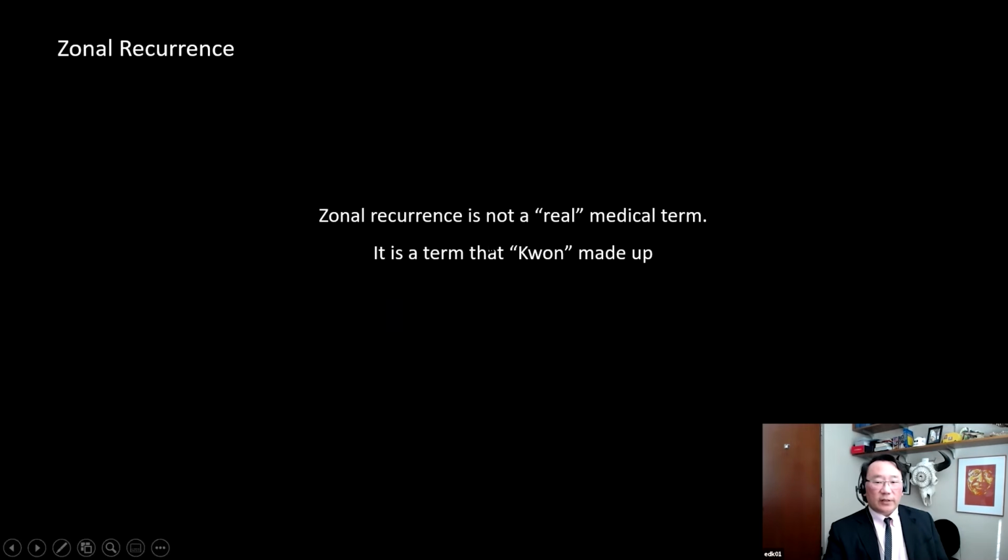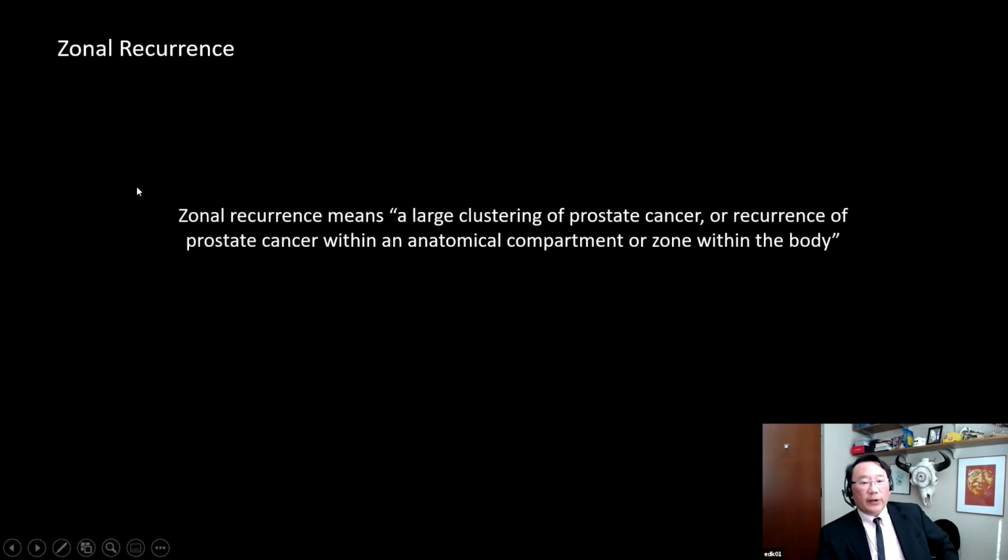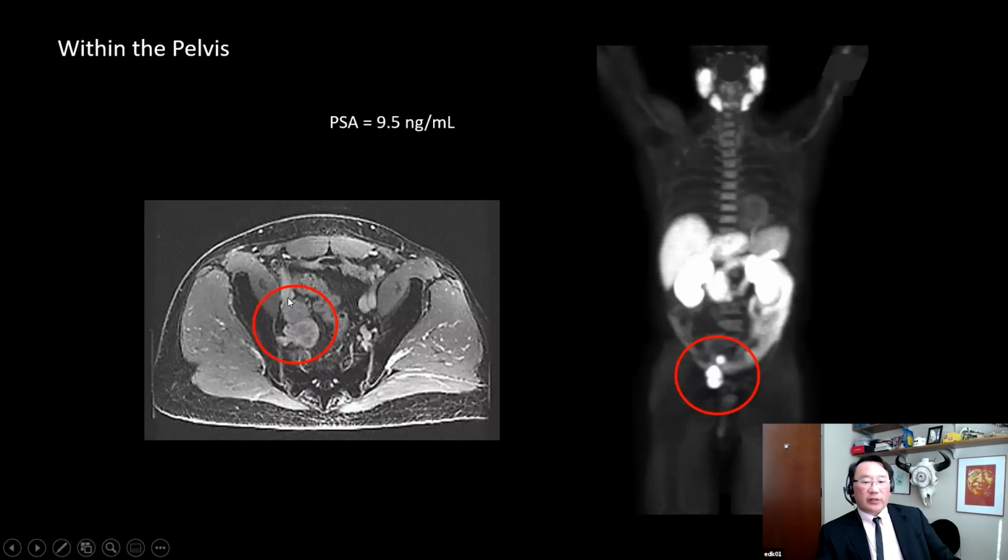So zonal disease is not a real medical term. It's a term that Kwon made up, okay? I just made this up because I thought it sounded good. Focal, local, zonal. I thought that sounded kind of cool. Zonal recurrence means a large clustering of prostate cancer or recurrence of prostate cancer within an anatomical compartment or zone within the body. So for instance, here's a guy that has a ton of disease in the pelvis, PSA 9.2.